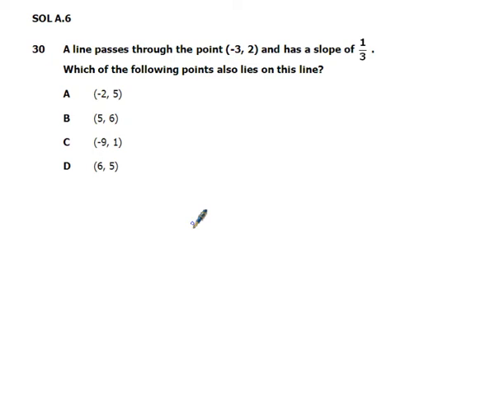Well, to be able to figure out which of the points lies on the line, we need an equation of the line. Given the information, we should use point-slope form, which is y minus y sub 1 equals the slope times x minus x sub 1.